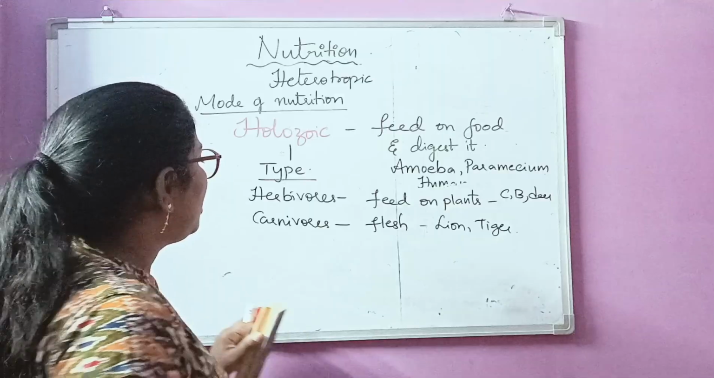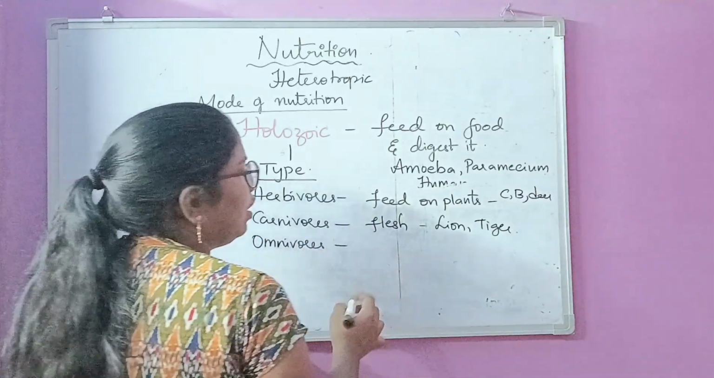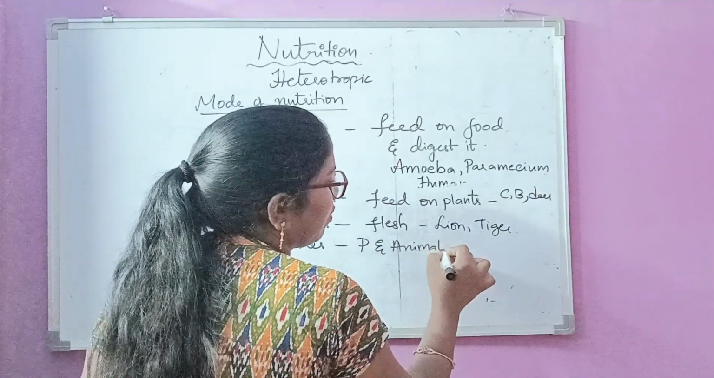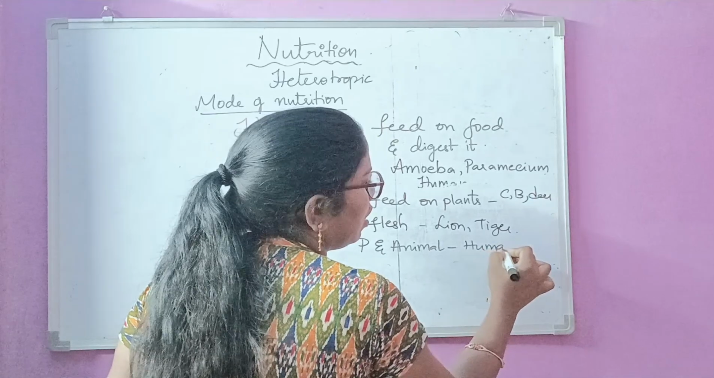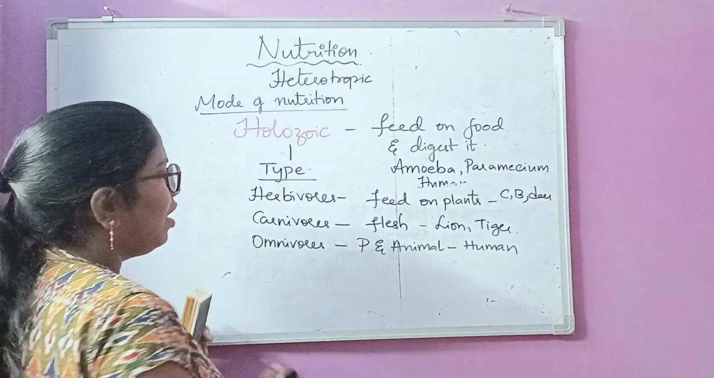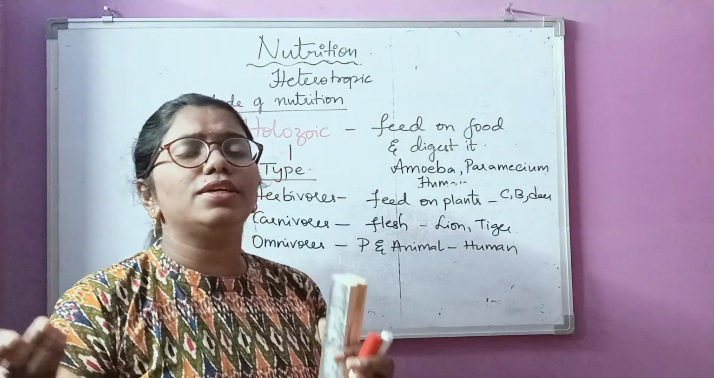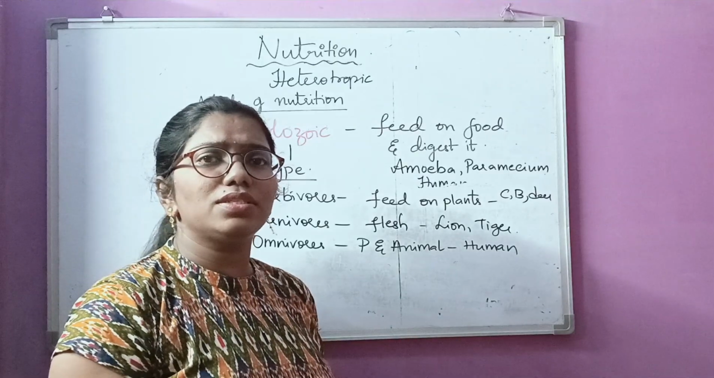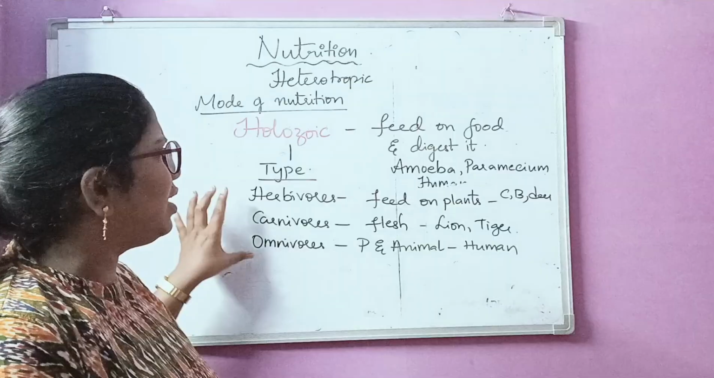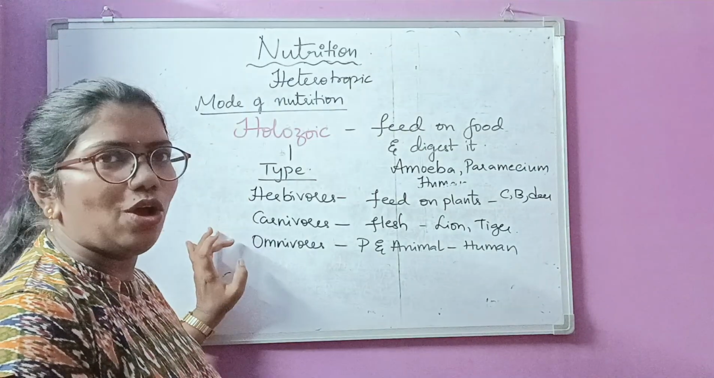The next one is omnivores. I can write humans here, which eat both plants and animals. Even I can write cockroach. Cockroach eats all types of food material. Some feed on blood and some feed on fruits: frugivorous, sanguivorous, which feeds on blood. So mainly we can categorize three main types: herbivores, carnivores, omnivores.